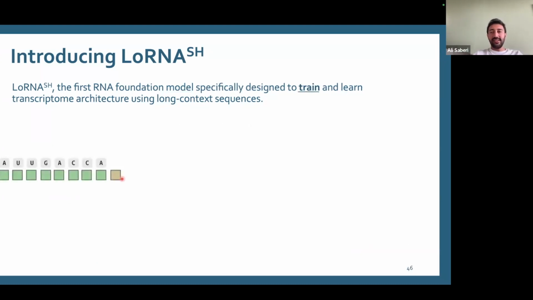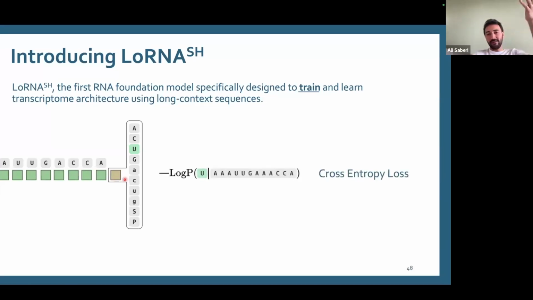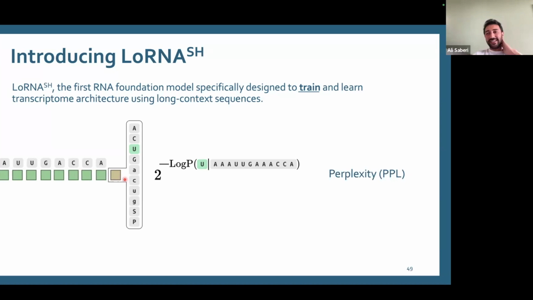And the way that it trains, you all know that next token prediction is actually a classification problem among the available tokens, and the loss is cross entropy, the negative log likelihood of the correct token given the previous ones. I created these slides for people with a biological background. The metric that they use is perplexity, 2 to the power of cross entropy, and it measures the uncertainty, how uncertain the model is in predicting the next token. The smaller the better.